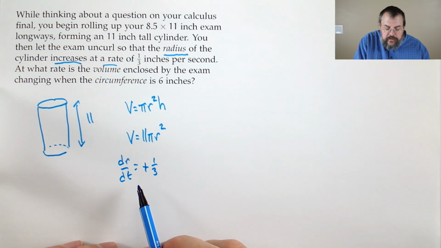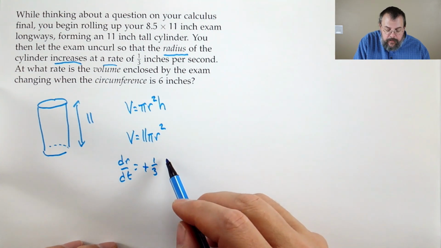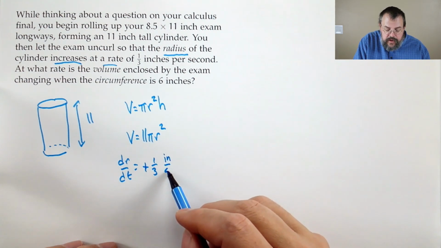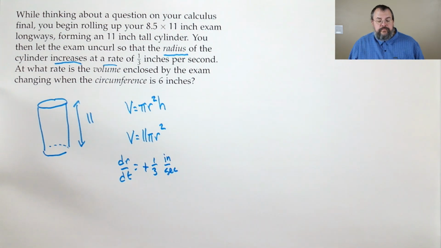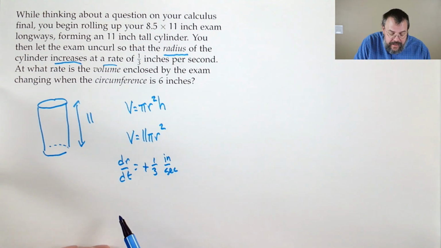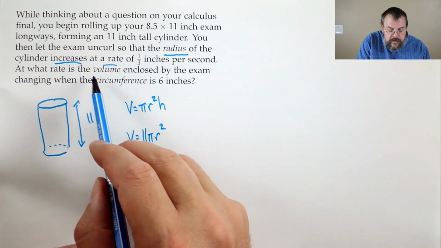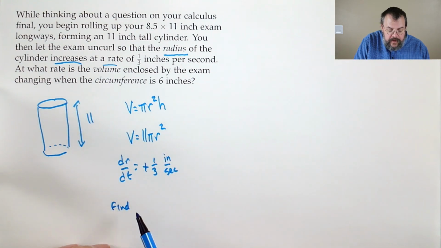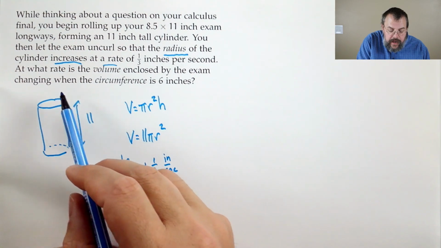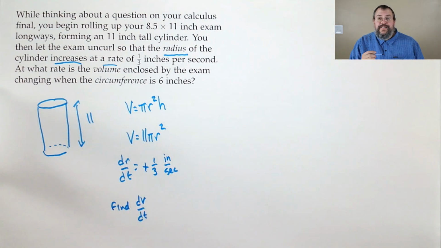So that's the derivative of the radius with respect to time, 1/3 inches per second. Okay, so that's dr/dt. And what do we want to find? Well, we want to find the rate of the volume. So find dV/dt, and then there's a when: when the circumference is 6 inches.